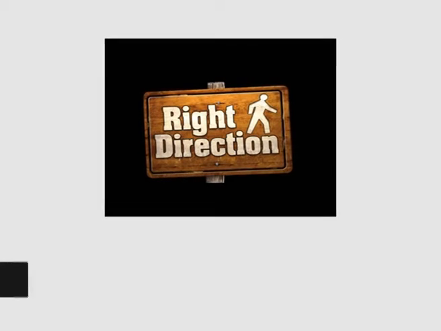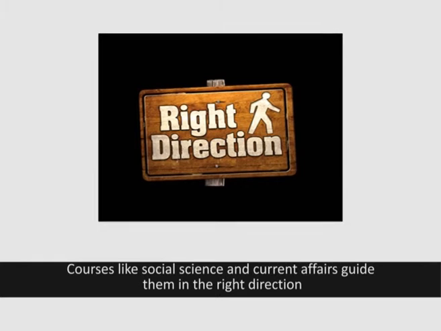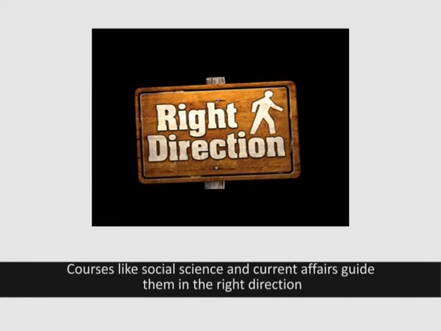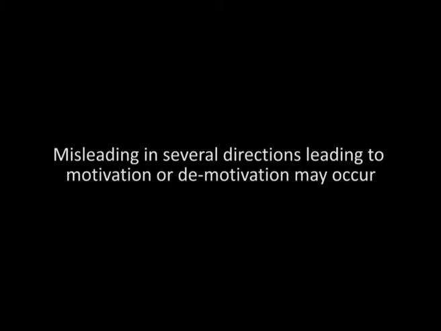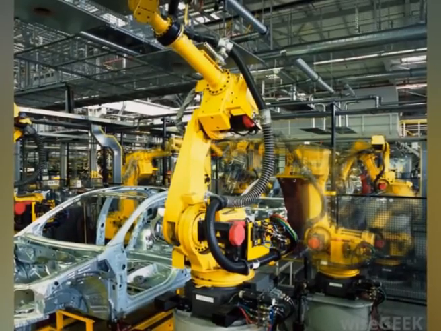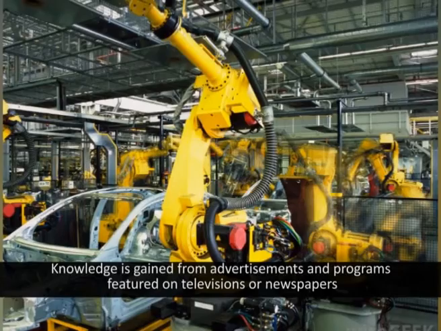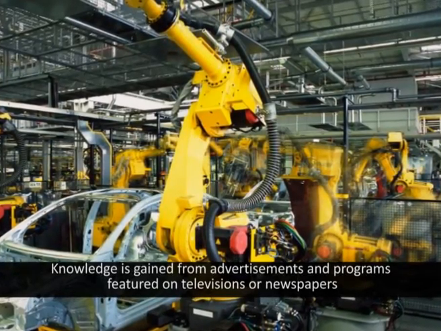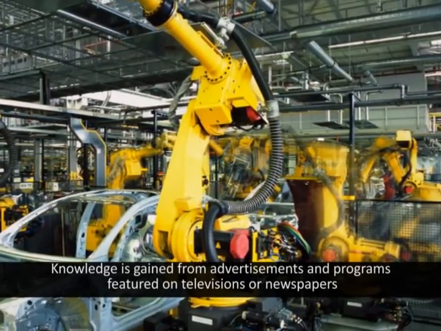The courses in the school levels like social science and current affairs guide them in the right direction. However, sometimes they can be misleading in several directions, leading to motivation or demotivation. Subjects like the media and mass communication also directly affect the impression of the students that they have for the occupational world. Some gain knowledge from several advertisements and programs featured on televisions or newspapers.